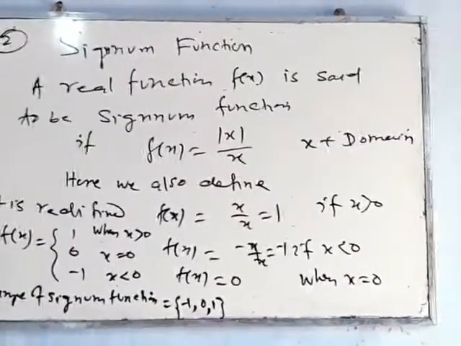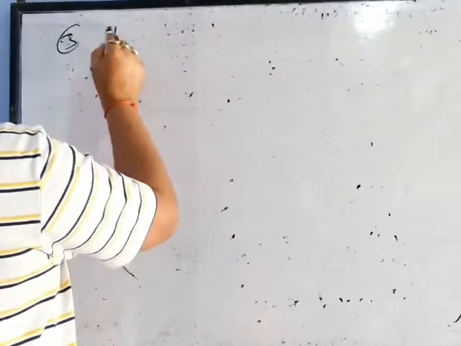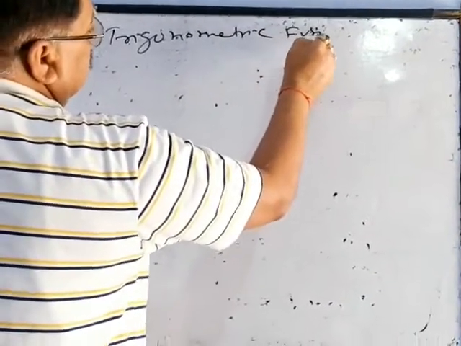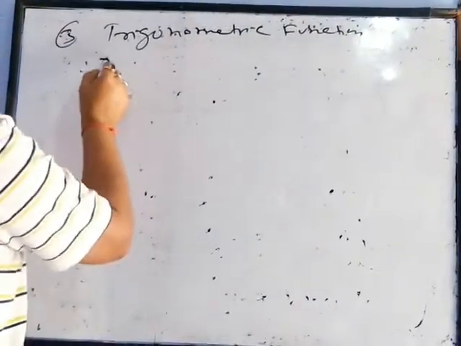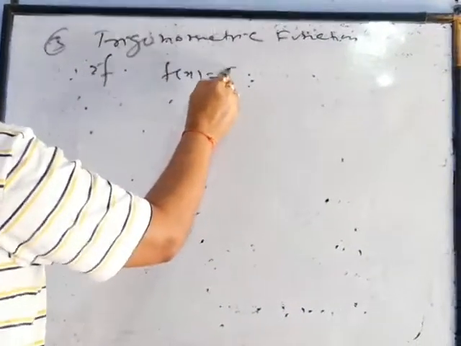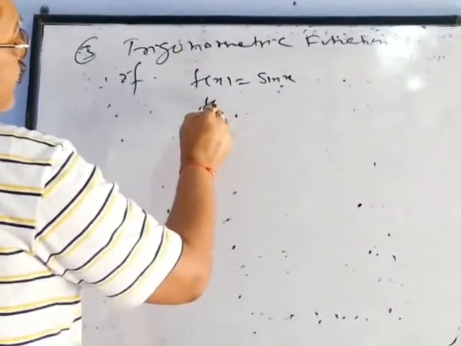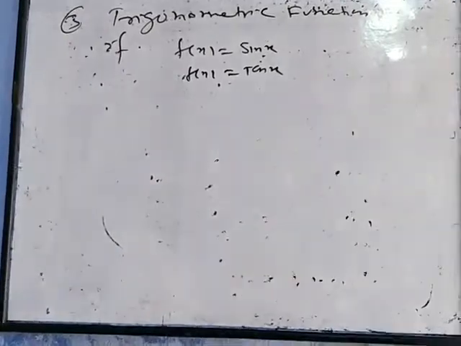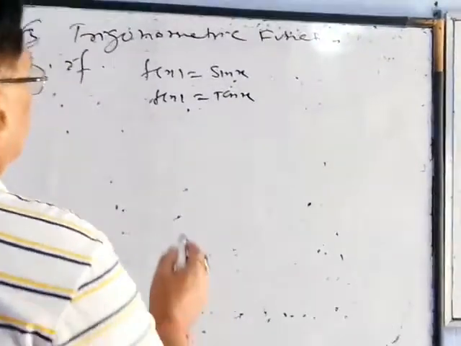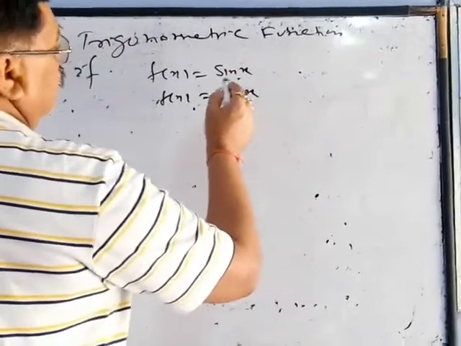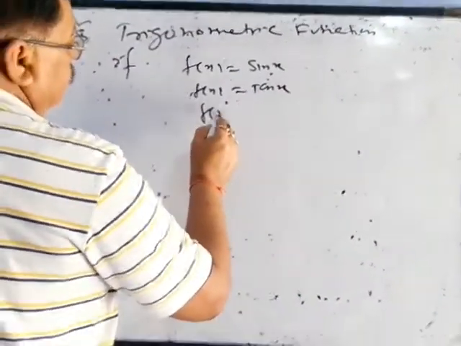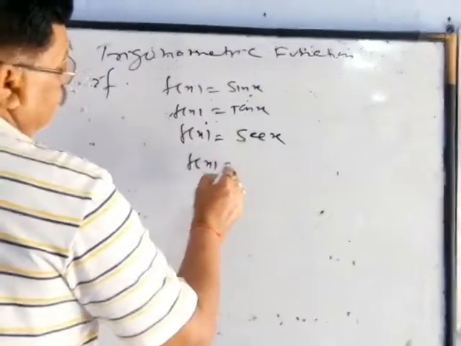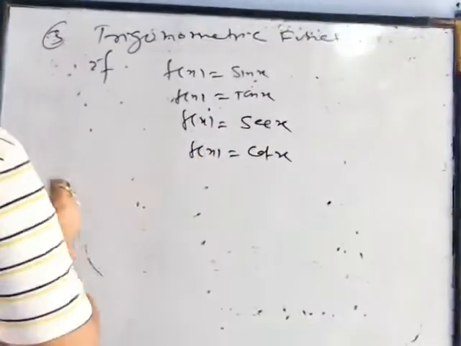Now I am coming to another type of function, trigonometric function. If f(x) is equal to sin x, f(x) is equal to tan x, any trigonometric function, these are called trigonometric functions. f(x) is equal to sec x, f(x) is equal to cot x, these are trigonometric functions.